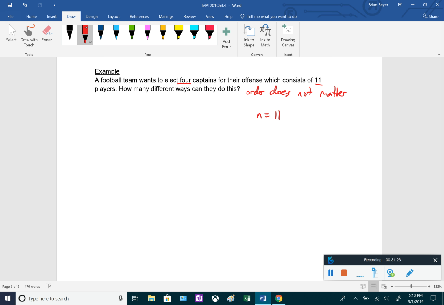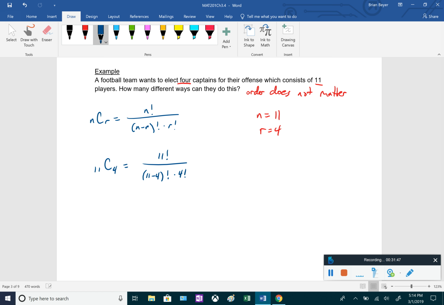So n is the total amount, which is 11. r is going to be 4. So we're doing n choose r: n factorial over n minus r factorial times r factorial. So we're going to do 11 choose 4, which is 11 factorial over 11 minus 4 factorial times 4 factorial. I'll just simplify the parentheses and get 11 factorial over 7 factorial times 4 factorial. And simplifying this, we will end up getting 330.